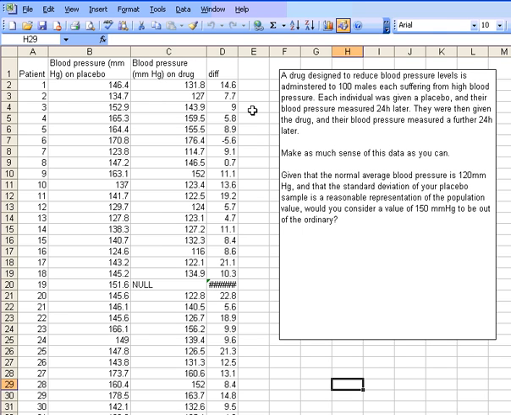Sometimes it's possible to actually use a person as their own control. So here we have different patients, and we measured the blood pressure on a placebo, and then we actually gave them a drug. So we've got two measurements for the same individual. One for the placebo or the control, and one for the drug or your treatment. And we can generate a difference between those.